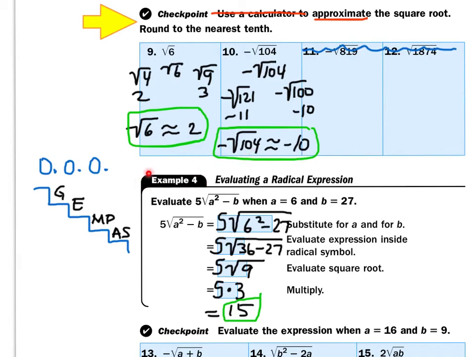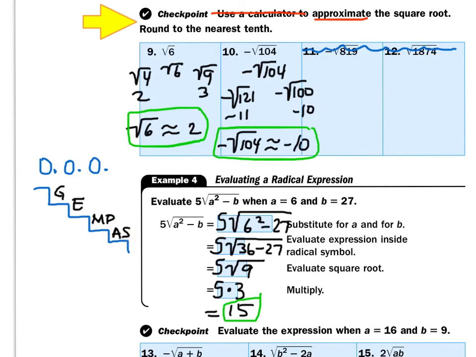Okay, take a look at example 4. Now we're just getting into evaluating, but I want to go back to order of operations and the stair steps again. Remember, we have to take care of grouping symbols first. Well, isn't this cool? The square root, or the radical, is a grouping symbol. We're going to treat it just like parentheses. So we have to do what's under the square root first. Then we do exponents. Then we take care of multiplying or dividing from left to right. And the last thing we do is add or subtract.